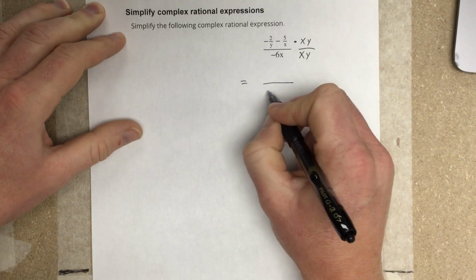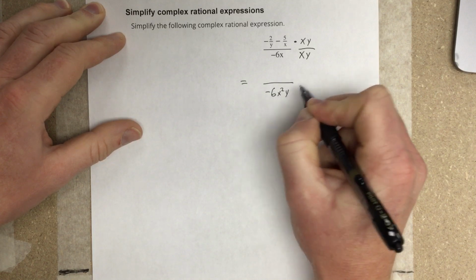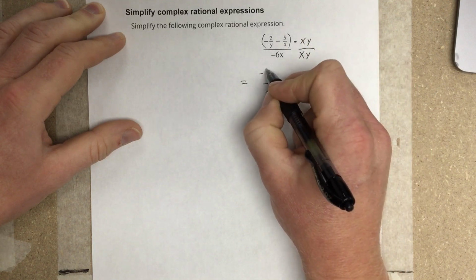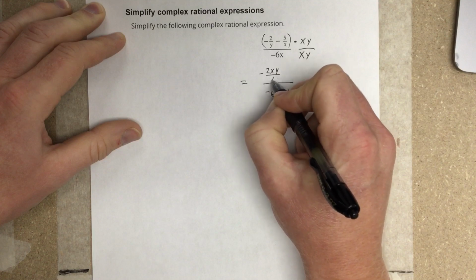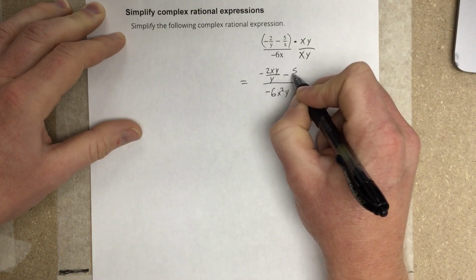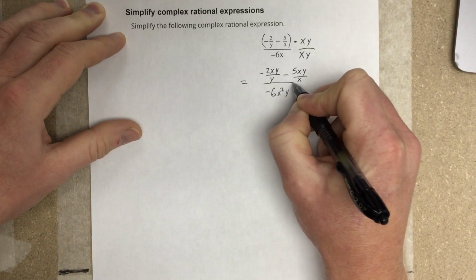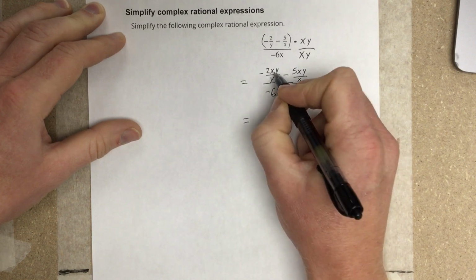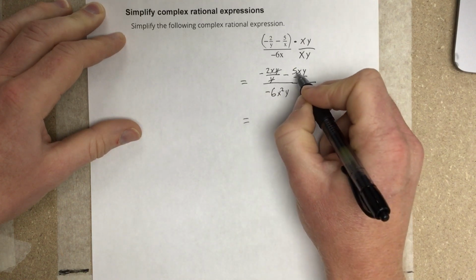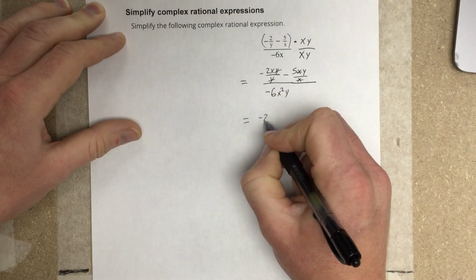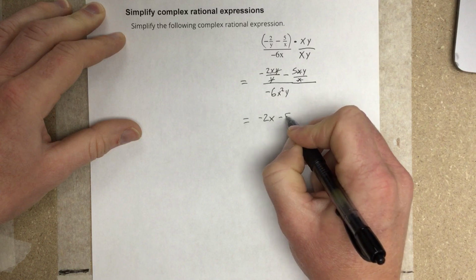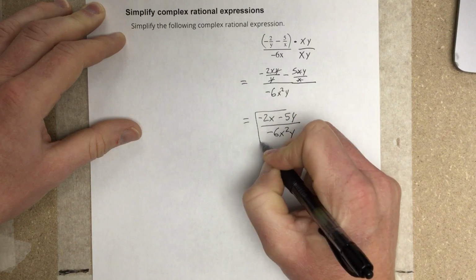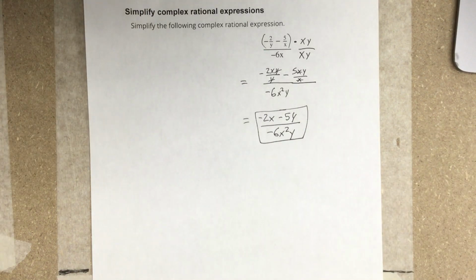The denominator is going to be negative 6x squared y. The numerator, when I distribute that to each term, right, because there's two terms there, I would get negative 2xy over y minus 5xy over x. And you can see that the y's are going to cancel there and the x's will cancel there. So we cancel the y's, cancel the x's, and we get negative 2x minus 5y over negative 6x squared y. And that's how you simplify complex rational expressions.